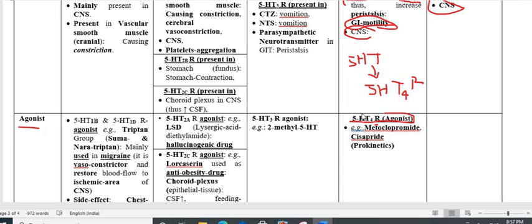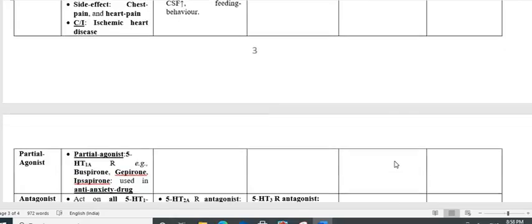There are two very important drugs, metoclopramide and cisapride. These two drugs, metoclopramide and cisapride, are 5-HT4 receptor agonists and are used as prokinetics. So what is a prokinetic? Prokinetics are the drugs, the chemicals, the agents which enhance the GI tract motility and help to remove the gases and help in digesting and evacuating the bowel. These are called prokinetics. So therefore, these two drugs come in this category.